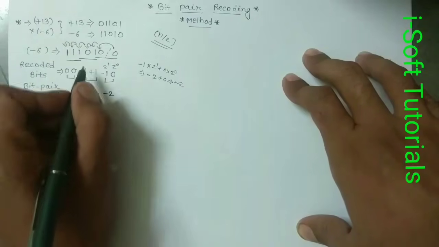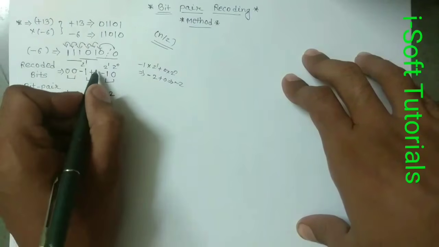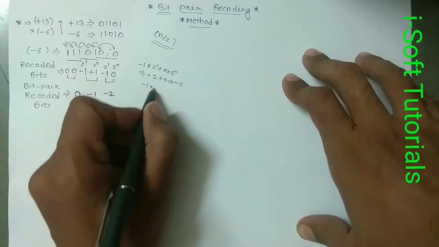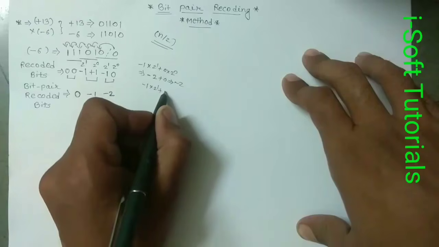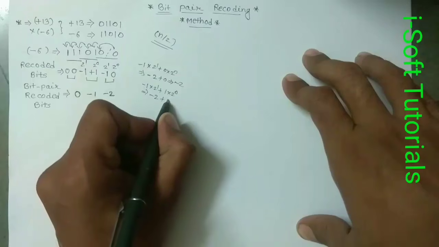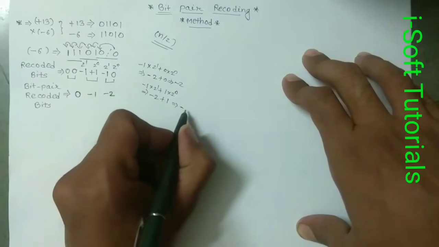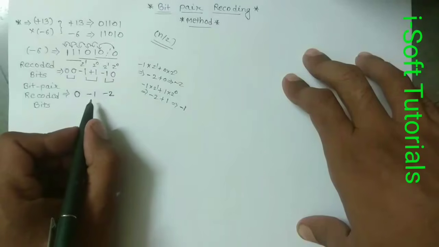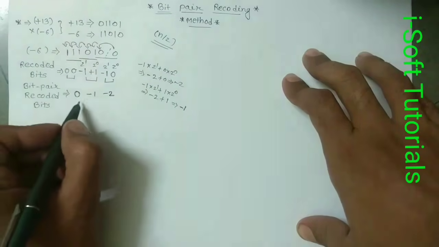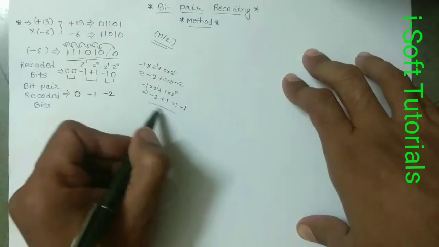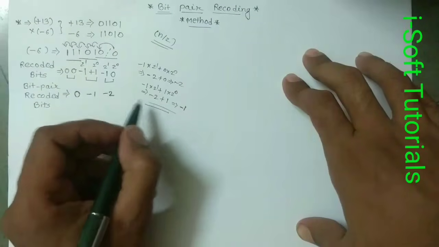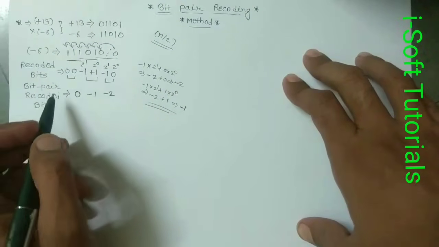For this also, minus 1 into 2 raised to power 1 plus 1 into 2 raised to power 0. So we will get minus 2 plus 1 equals to minus 1. So we got this bit pair as minus 1. And for this 0, 0, definitely we will get 0. So you can use this method for calculation of bit pair recoded bit, or you can use the table method by remembering the table for bit pair recoded bits.